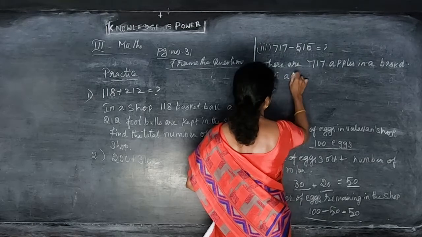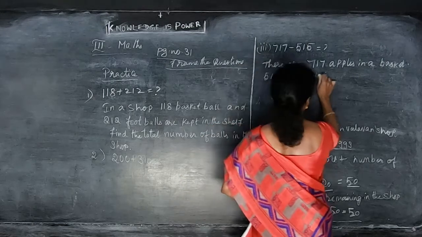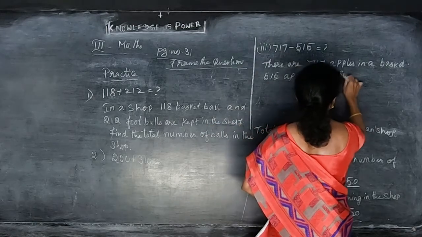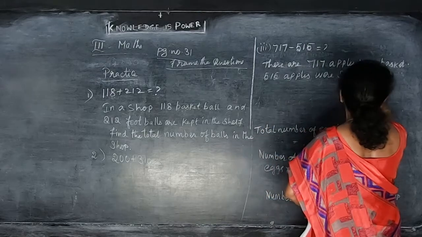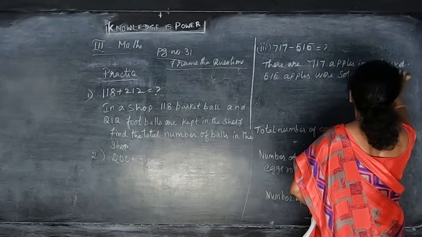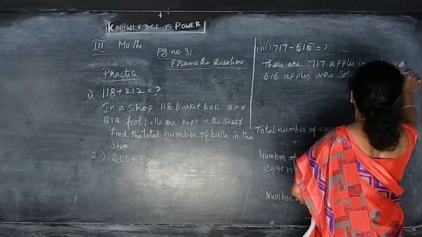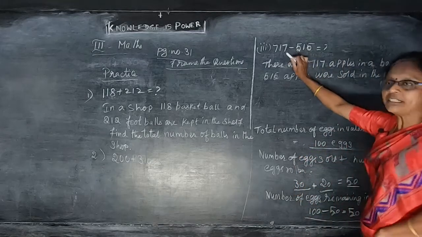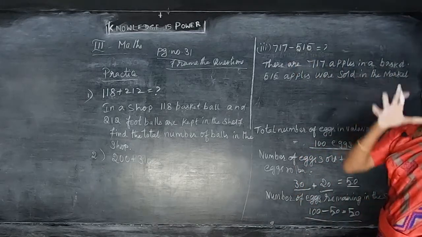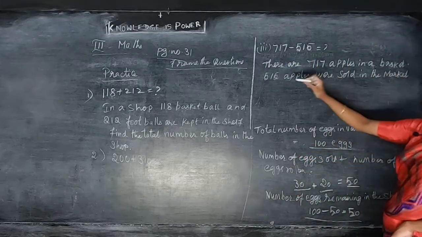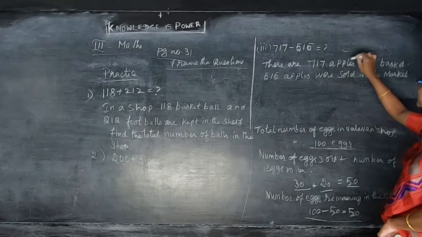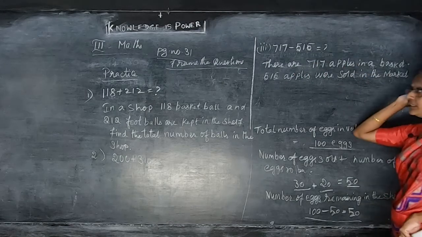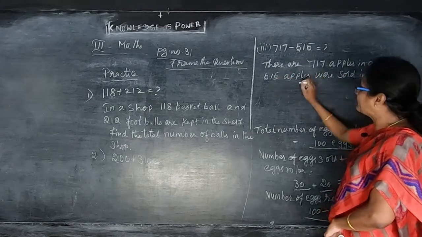515 apples were sold in the market. Okay, yeah. So how many apples are there? There are 717 apples, or in the basket 717 apples are there. So you can write there are 717 apples in a basket. Okay. 515 apples were sold.